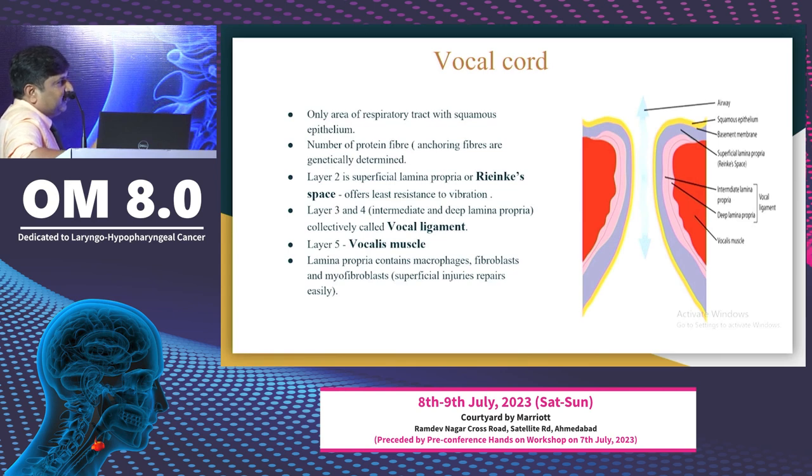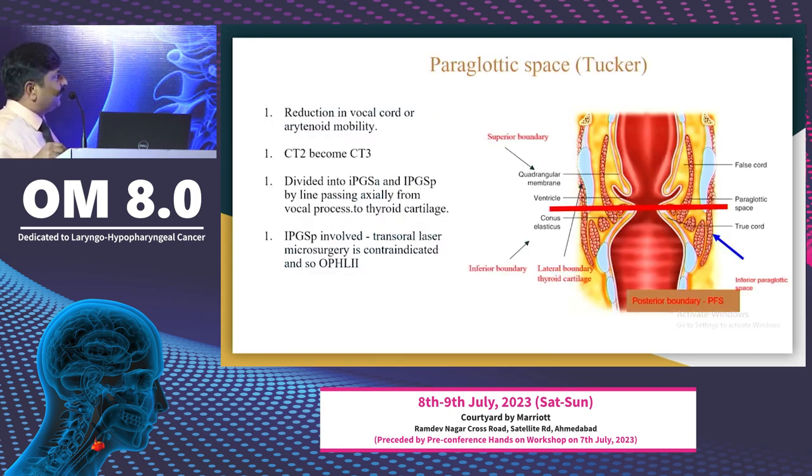These two layers, intermediate lamina propria and deep lamina propria, jointly form the vocal ligament. And one more thing, these two layers have macrophages, myofibroblasts and fibroblasts. So these cells are vital for healing. Now then comes the vocalis muscle. The fibers of the vocalis muscle run parallel to the vocal process, and the thickened part of the vocalis muscle is called thyroarytenoid. So this is the thyroarytenoid, which is in close conjunction with the paraglottic space and very important for mobility.